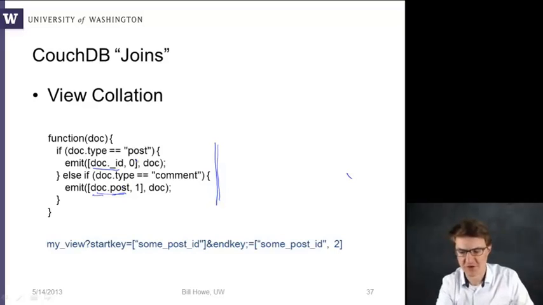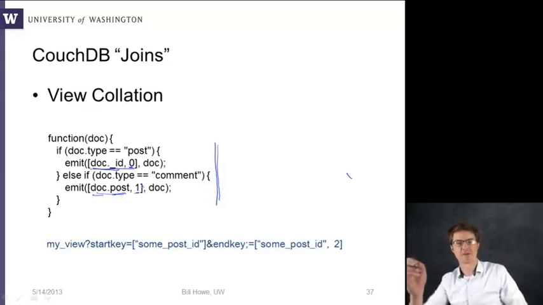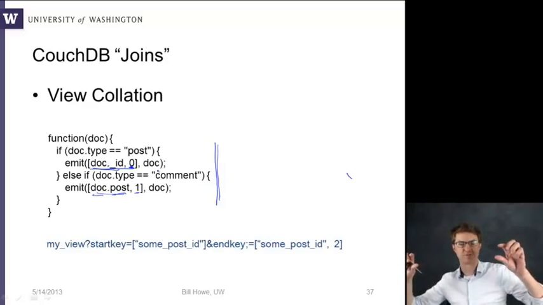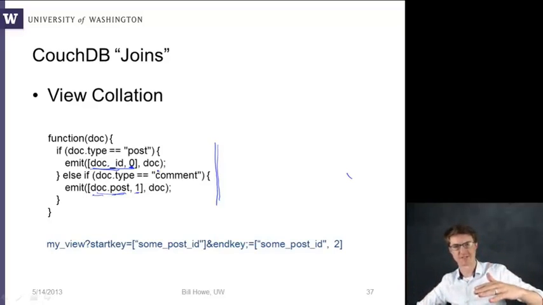But they do this funny thing. They say the key here in the key value pair is document ID followed by the number 0 in the one case and the number 1 in the other case. And what's happening here is that everything in CouchDB is sorted. And so you've got things sorted by document ID and then sorted by this extra bit. And so now you have the post ID coming first and then all the comments coming second.